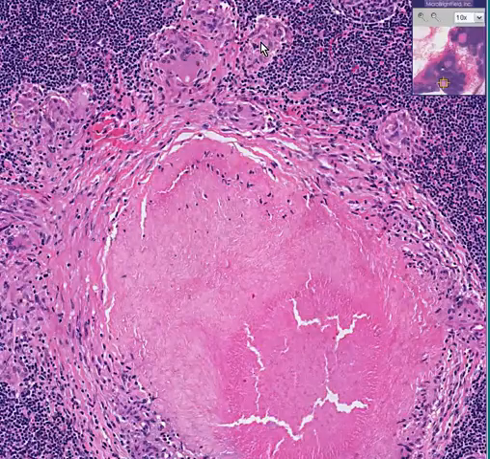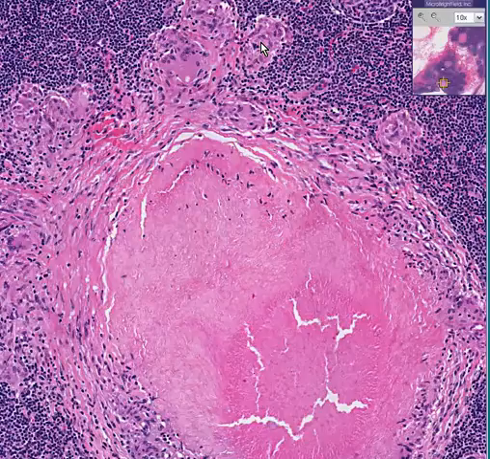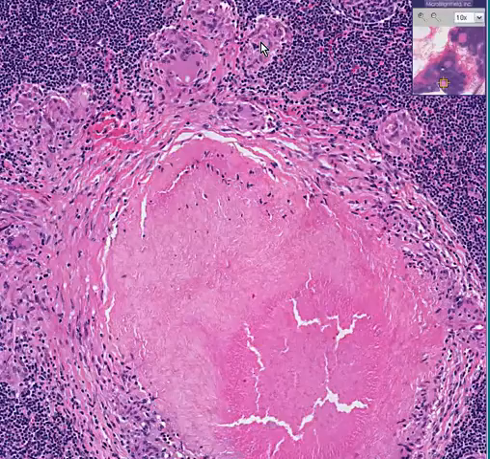The multinucleated giant cells of TB are also often called Langerhans giant cells. This is tuberculosis, which involves a lymph node.